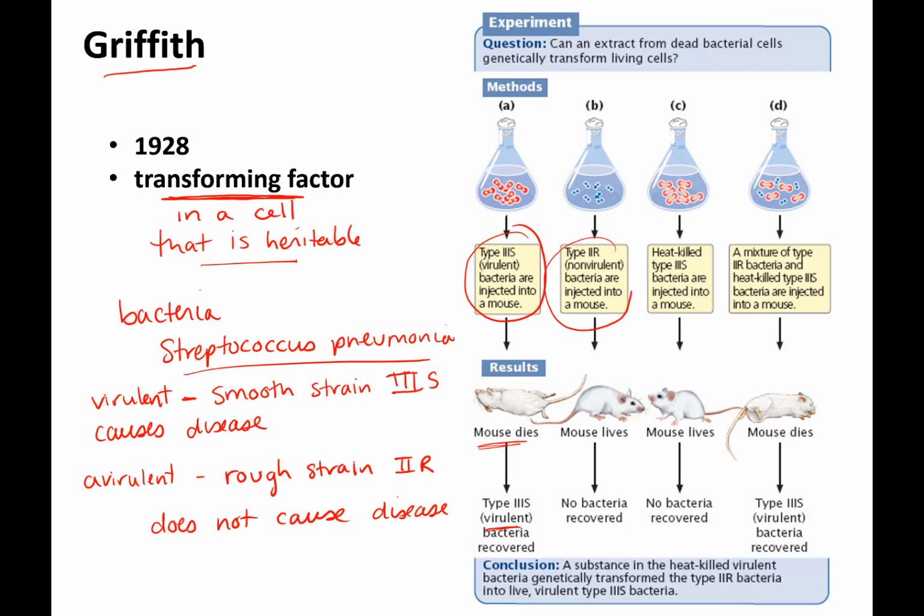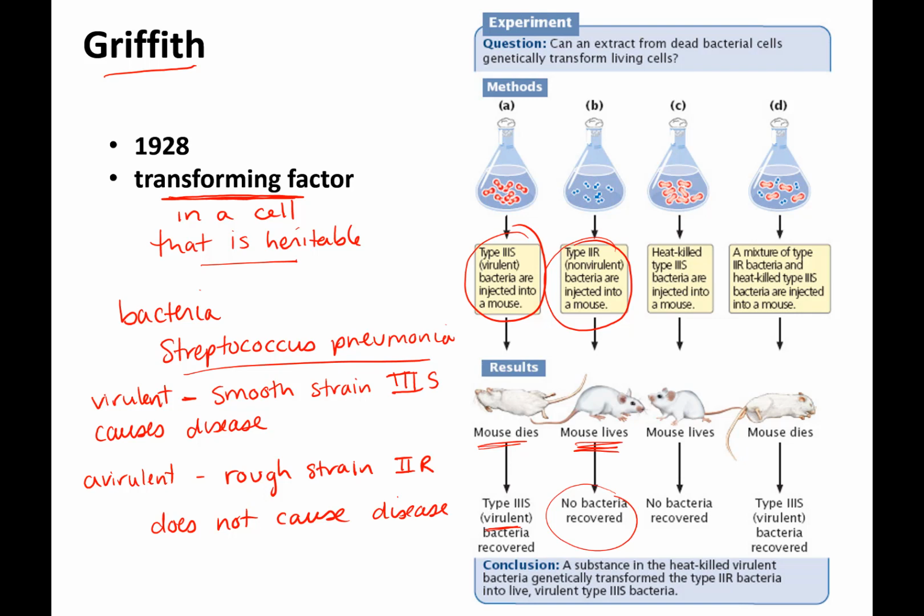This was in contrast to the rough, the avirulent type 2. When you injected that into the mice, they lived, and you couldn't recover any of that type of bacteria, indicating, which we now know, that the immune system was able to overcome this bacterial infection. So you have a virulent strain, you have an avirulent strain.